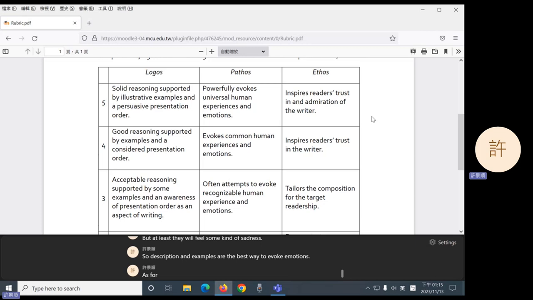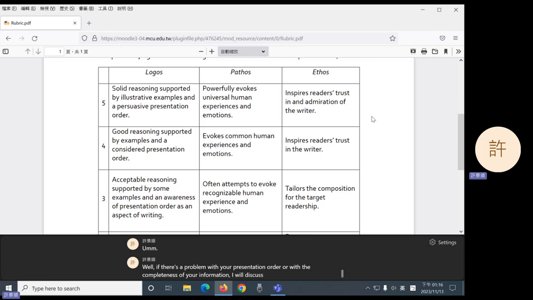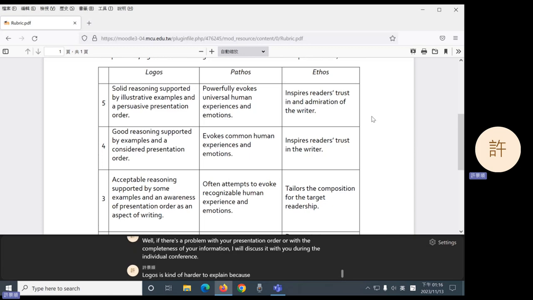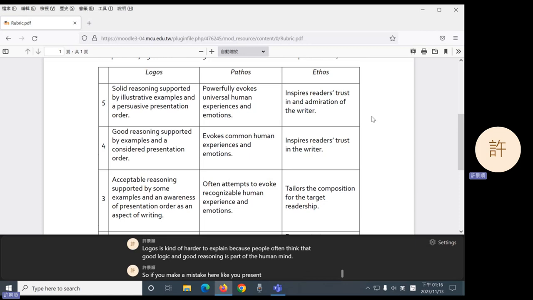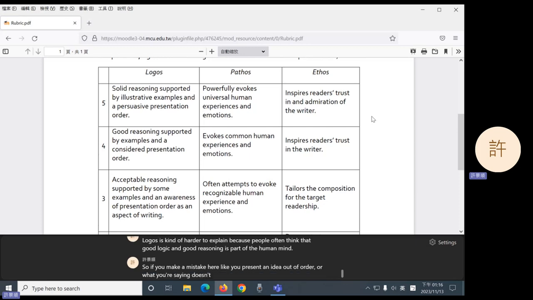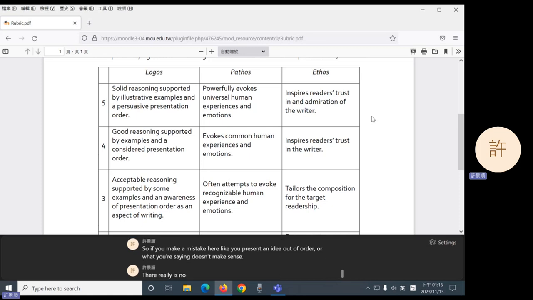As for logos, reasoning, well, if there's a problem with your presentation order or with the completeness of your information, I will discuss it with you during the individual conference. Logos is kind of harder to explain because people often think that good logic and good reasoning is part of the human mind. So if you make a mistake here, like you present an idea out of order or what you're saying doesn't make sense, there really is no fast way to fix that. We have to examine that on a case-by-case basis. So we'll discuss any of the problems with logos in individual conference.